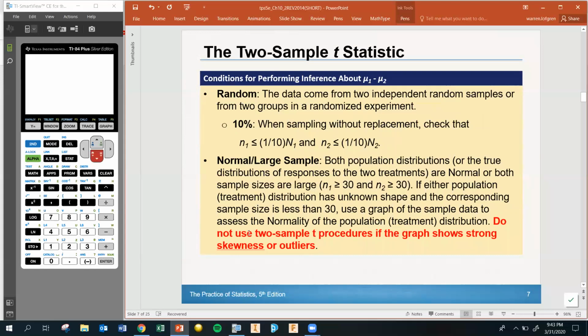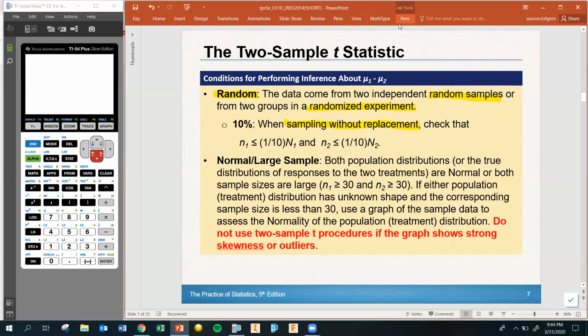So before we do it, as always, you've got to check conditions here. Some of these conditions are the same conditions we've always seen. We have to have a random condition that's met. So again, either you have random samples or else you have a randomized experiment. You have to have one of those two things. The 10% condition again says your samples better not be too big. They have to be smaller than 10% of the whole population. And again, that is only when you sample without replacement. If you had an experiment, you wouldn't even need to check that because you wouldn't be sampling.